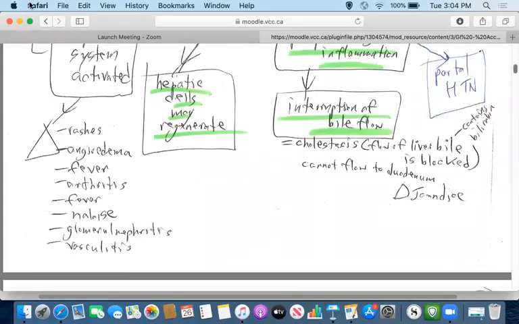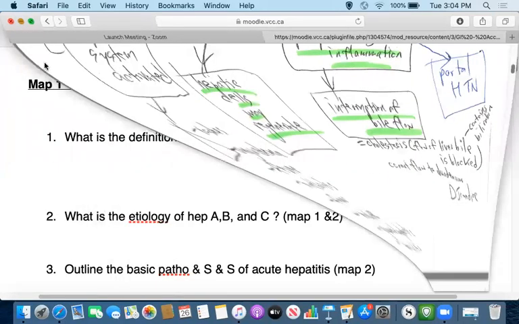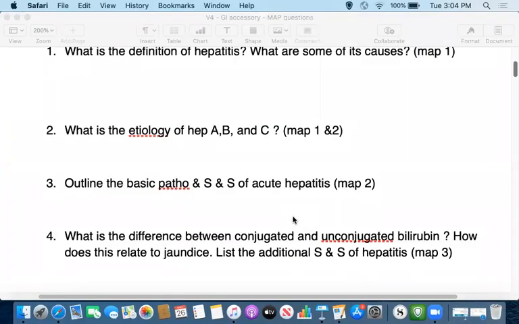All right, so I believe the next question is asking us about bilirubin. What is the difference between conjugated and unconjugated bilirubin? How does this relate to jaundice? Looking at map 3 for that, for question number 4.